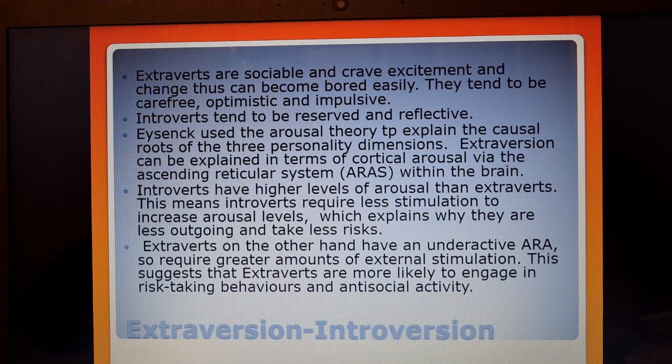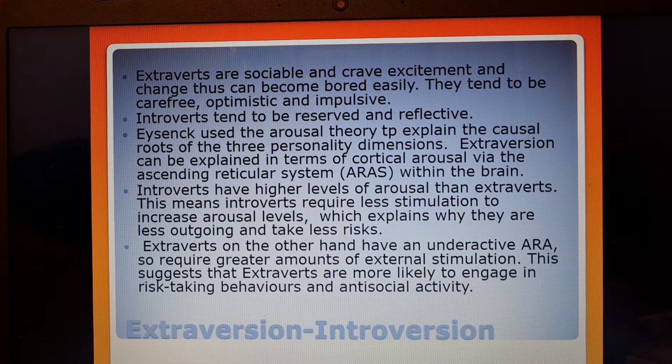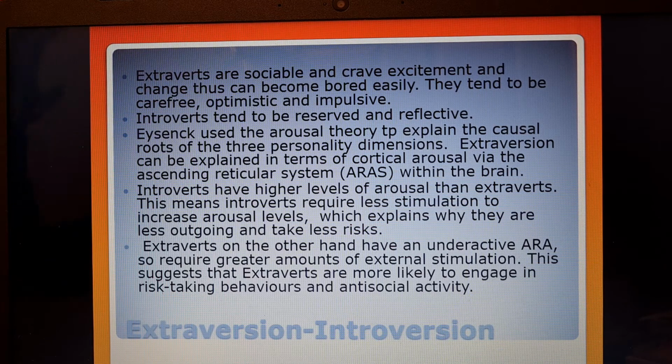extroverts. Extroverts, on the other hand, have an underactive ascending reticular system, so require a greater amount of external stimulation. This obviously explains why extroverts are more outgoing, engaging in risk-taking behaviors, because they like to experience the higher level of arousal, which the introverts already have.